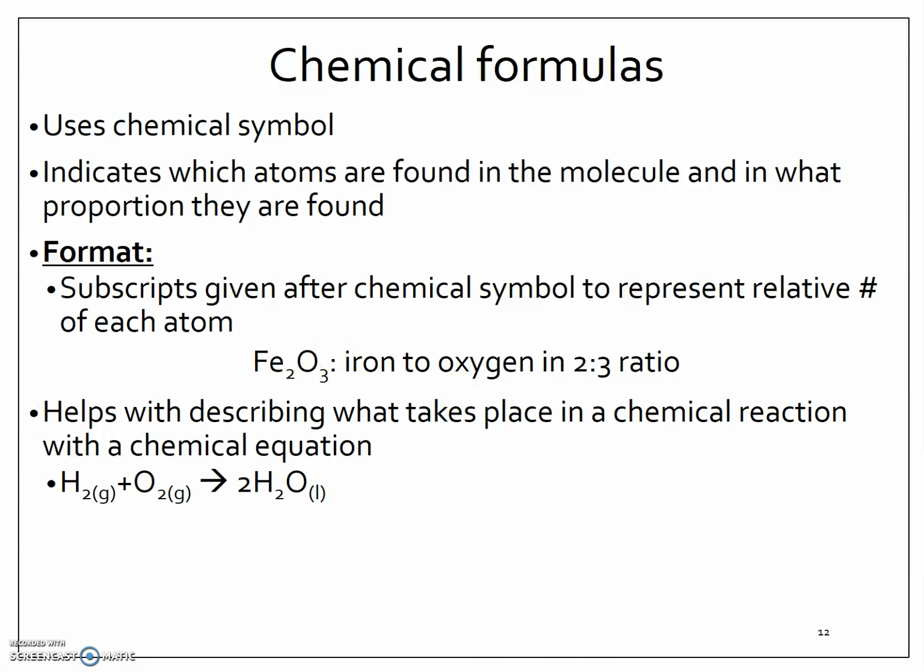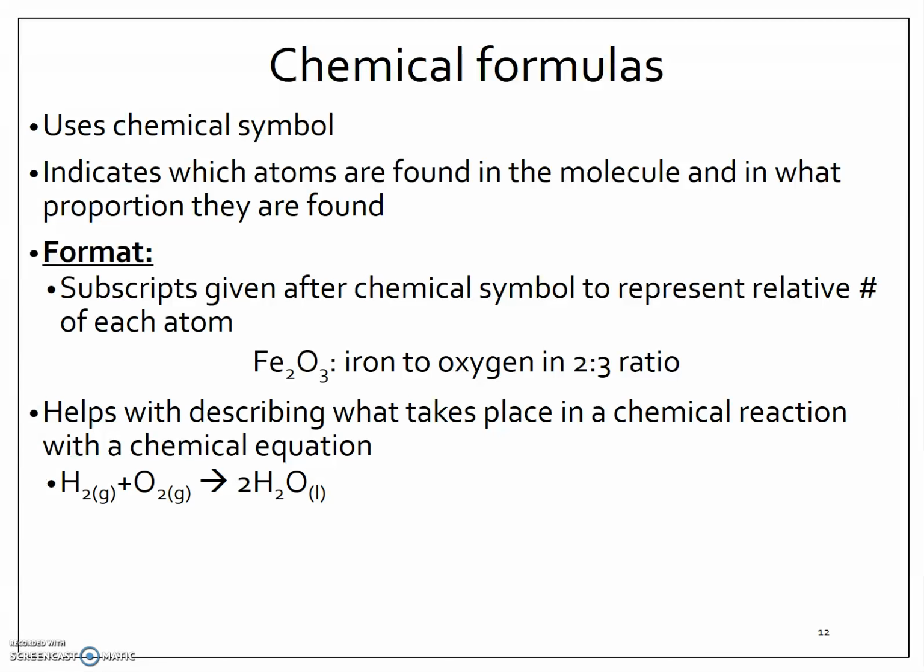Subscripts are given after the chemical symbol to represent the relative number of each atom. So Fe2O3, or oxygen 3, means that there are 2 iron atoms for every 3 oxygen atoms. This ratio is different than the law of definite proportions. This is talking about atoms, not mass. It means there are 2 irons to 3 oxygens.